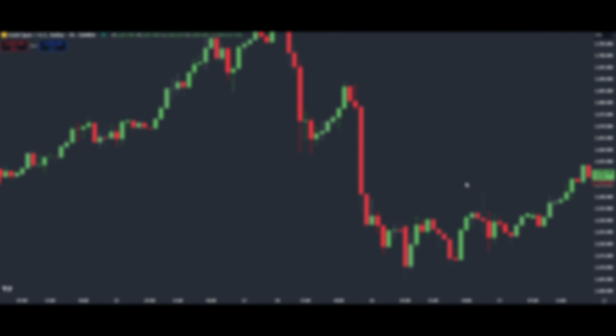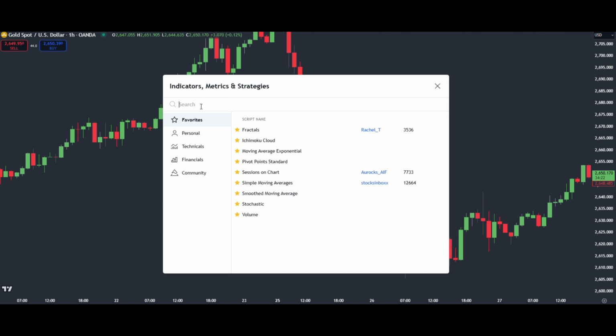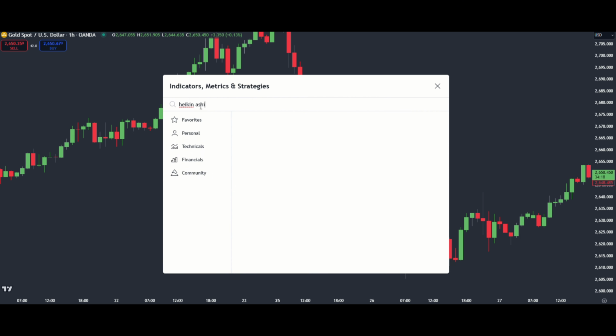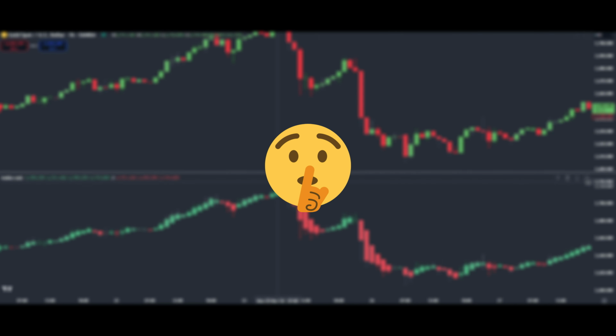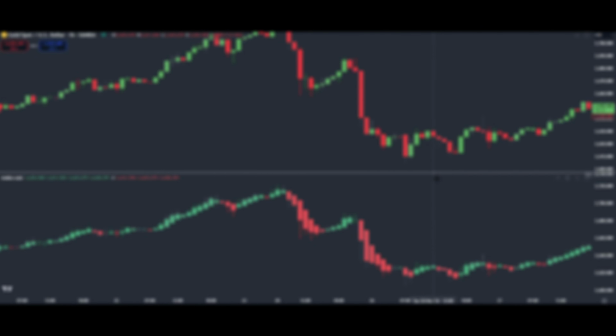So, now that you know how Heikin Ashi candles are calculated, let's talk about how to use them in trading. This is how you insert the Heikin Ashi chart in TradingView. Heikin Ashi charts are particularly useful for identifying trends and filtering out noise, which is perfect for traders who want to avoid false signals. There are a few key patterns to look for when trading with Heikin Ashi.